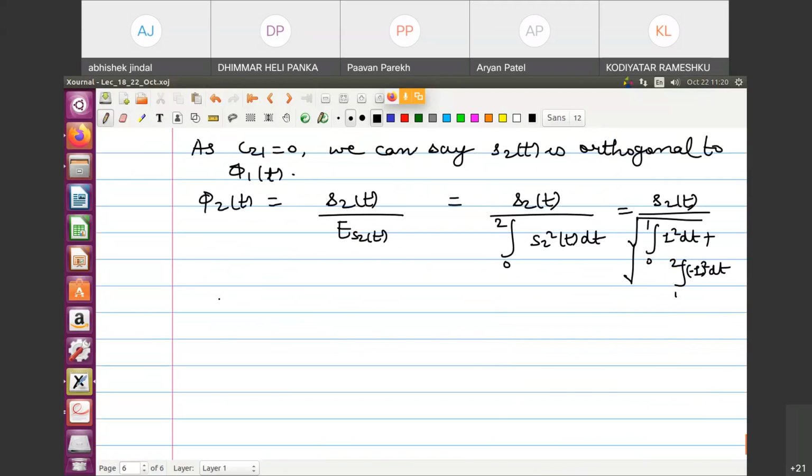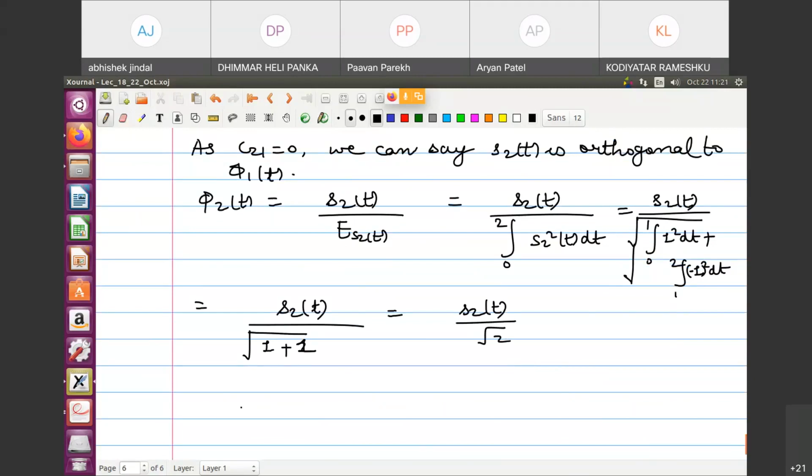I am just writing everything clearly so that if you go back and read the notes, you know all these steps. Okay, that is under root of, so this is simply 1 plus, this would be 1, 2, 2, 3, 3. Sorry, 3, 1. So this would be equal to S2(t) divided by.